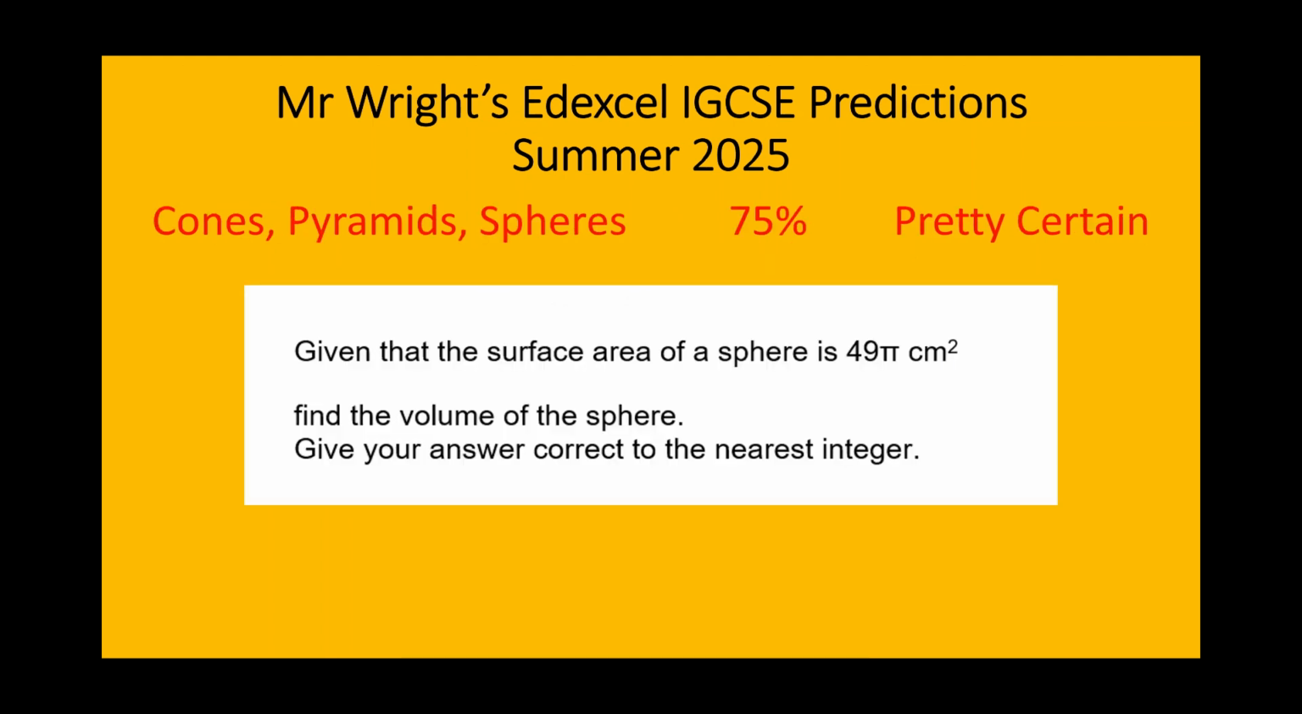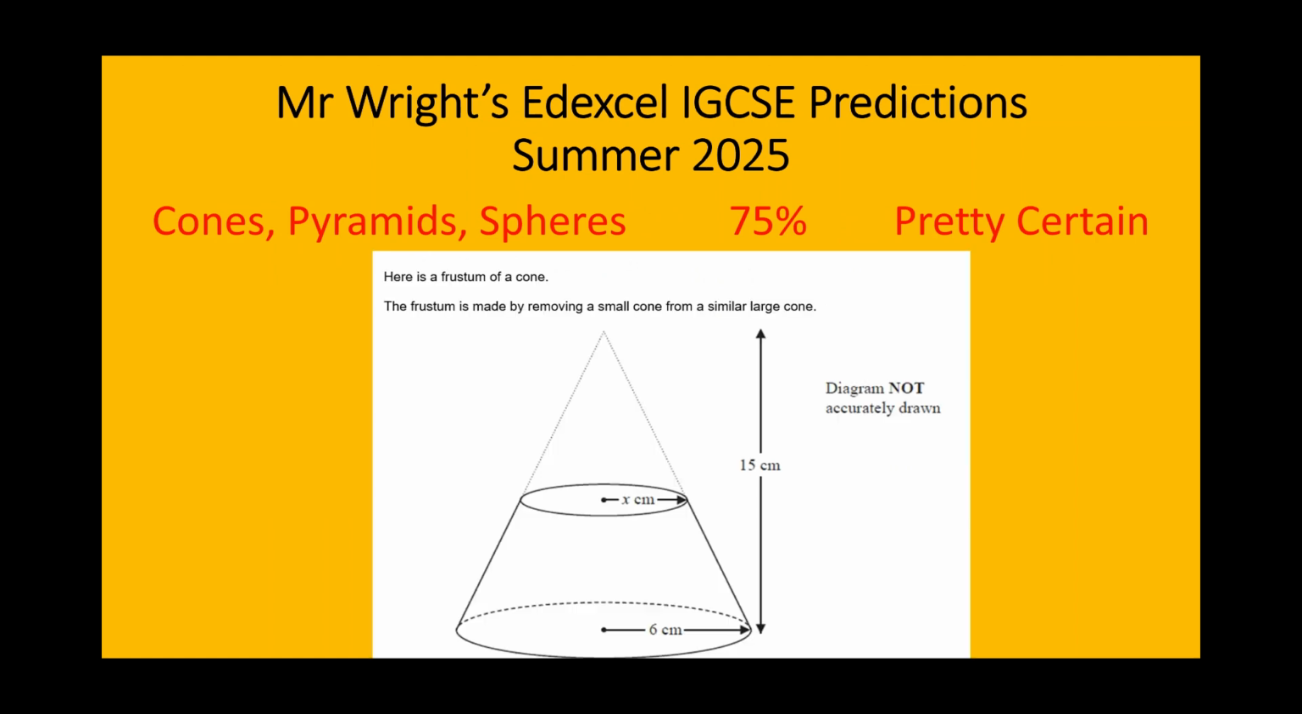Cones, pyramids, and spheres, pretty certain to come up. Here's an example of a question at the easier end, still not easy, where you're given the surface area of a sphere and asked to find the volume of the sphere from that. I'm guessing that you're going to use that surface area to find the radius and then use the radius to find the volume. And here's an example of a harder question involving a frustum. Again, if you're going for a top grade, you need to be fluent in these questions.